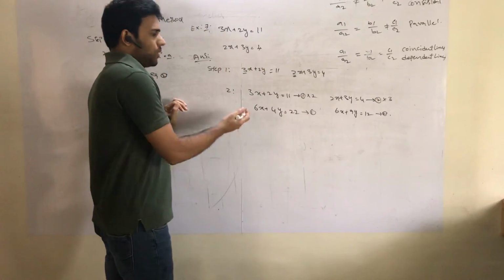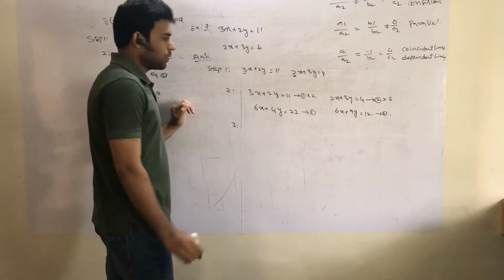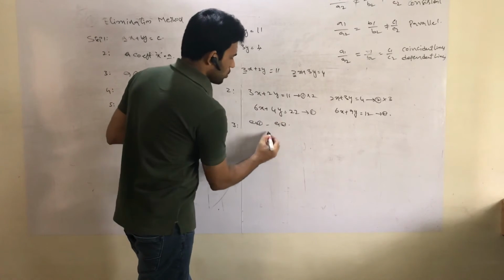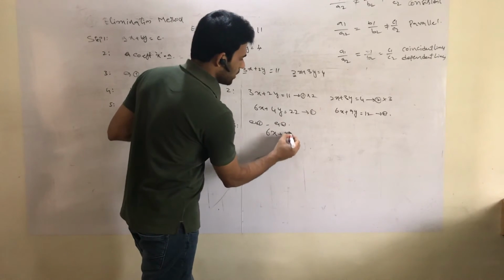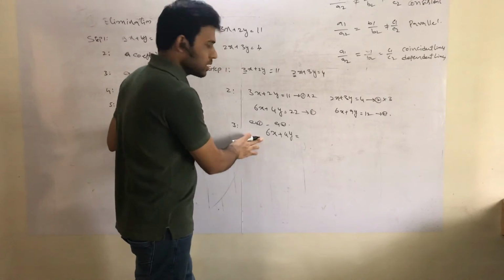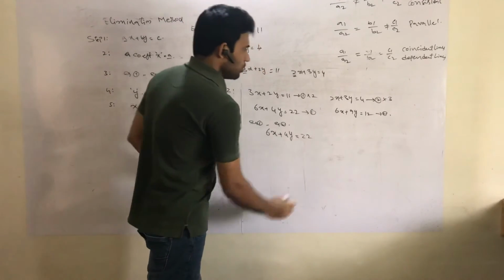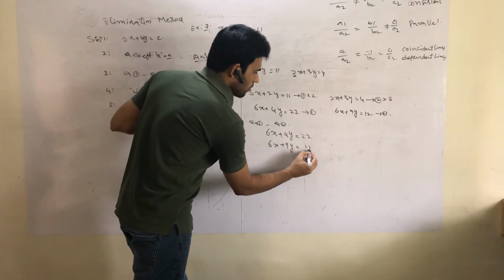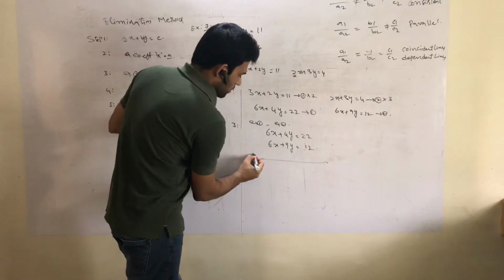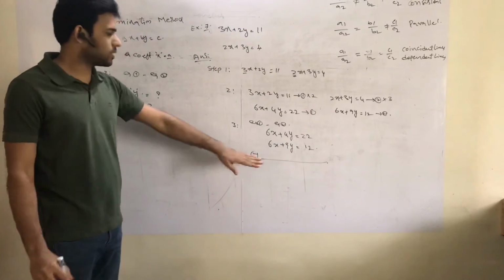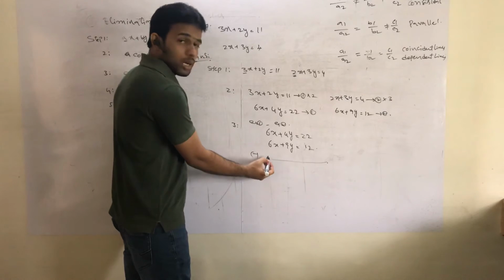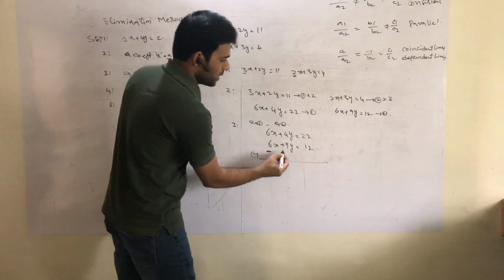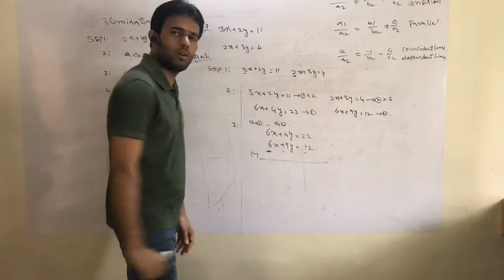Now, what is our step 3? In step 3 we need to subtract these equations, so equation 1 minus equation 2. I think you would have learned this subtraction in your earlier classes. The first equation is 6x plus 4y equal to 22, and the next equation is 6x plus 9y equal to 12. When you subtract, you just need to apply the opposite signs for the second equation. So for 6x it becomes minus, and the 9y also becomes minus, and the 12 also becomes minus.